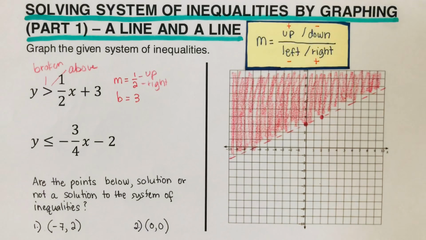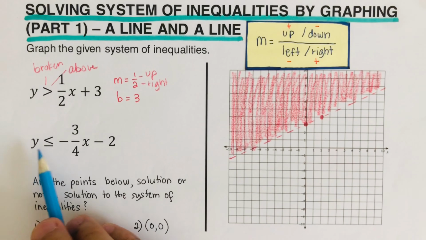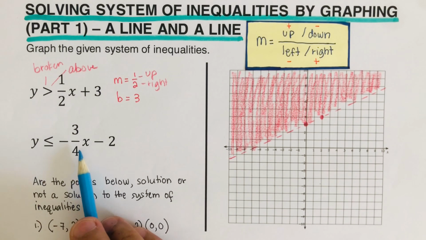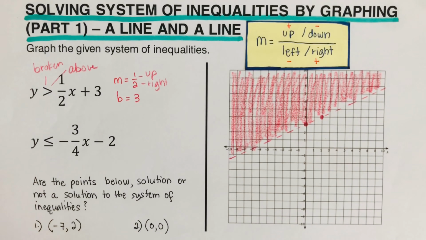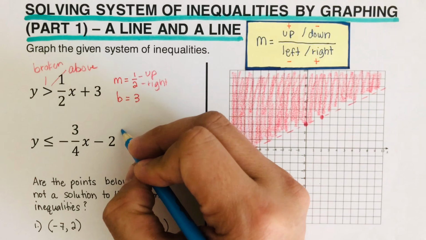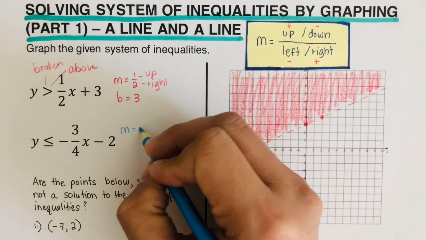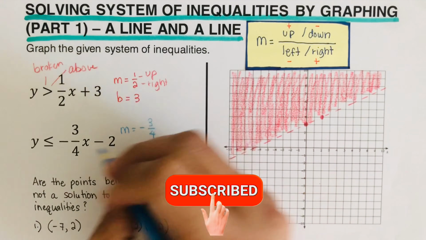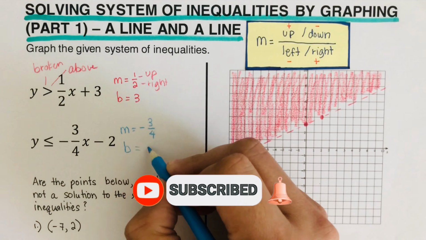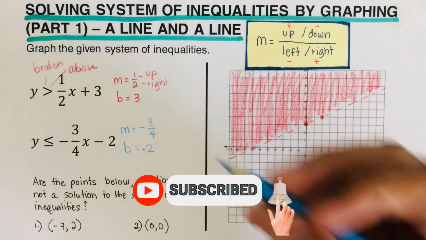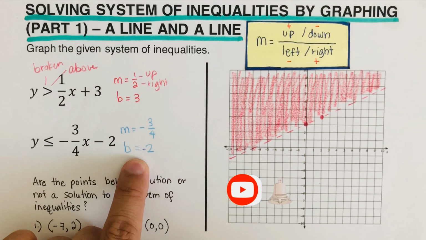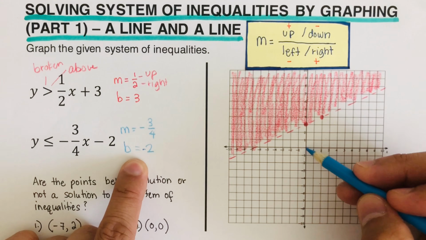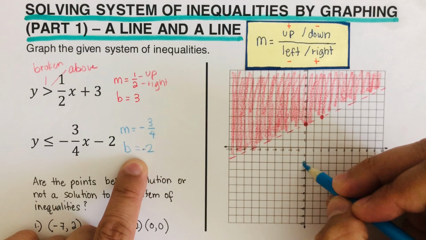Okay, now we're ready to move on to the second equation. So the second equation is y is less than or equal to -3/4x minus 2. So we're going to determine the m and the b. So the m that we have right here is -3/4, and then the b is -2. So what we are going to do is plot the b first, which is at -2. That's on the y-intercept. So this is our b.